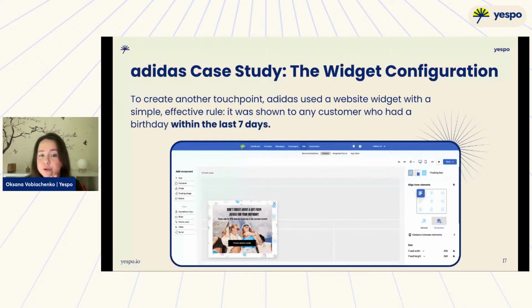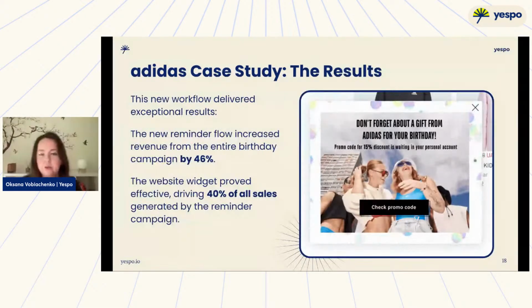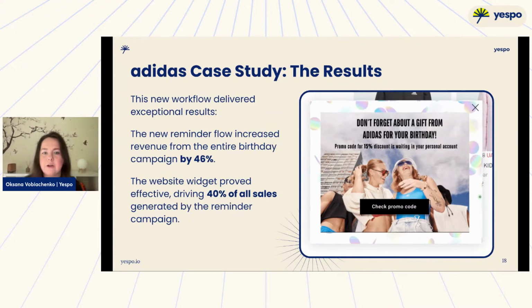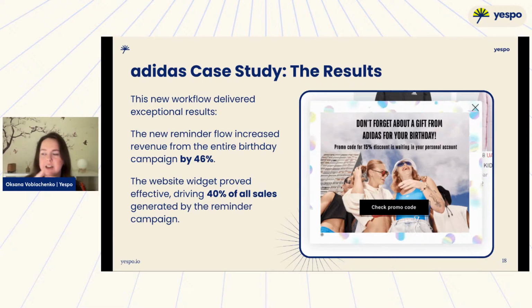The result was 46% revenue for the whole campaign, and almost half of sales came from this widget itself. So just one new channel can double the effect without raising a discount budget, without raising costs on advertising significantly, for example, or just losing this audience.